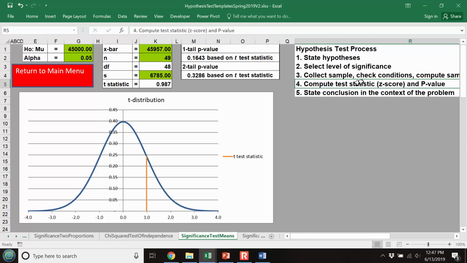Then we compute our test statistics and p-value. The software computes the test statistics and p-values for us. We look at the p-value, compare it to our alpha, and state a conclusion, knowing that we could have mistakes. It's not perfect, but it's the way statistics works.